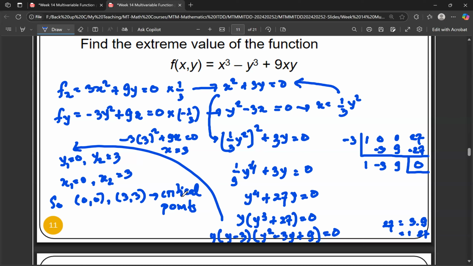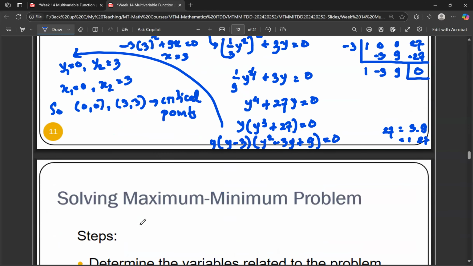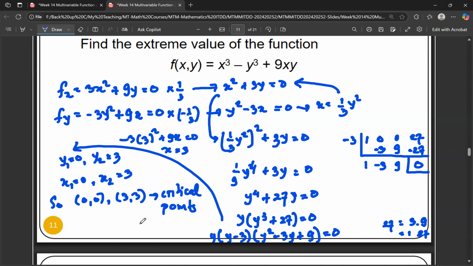Okay, I will erase it because I have no more space.